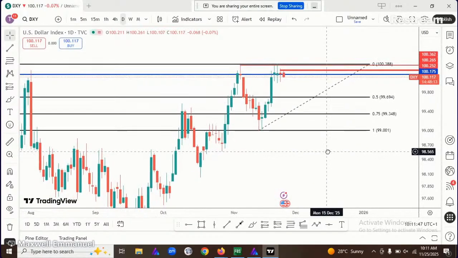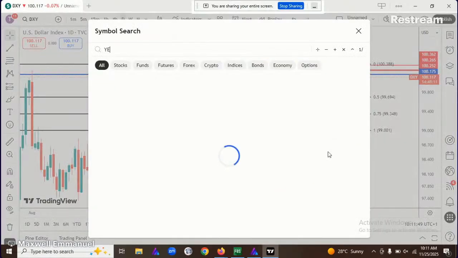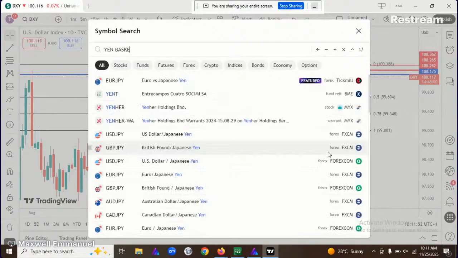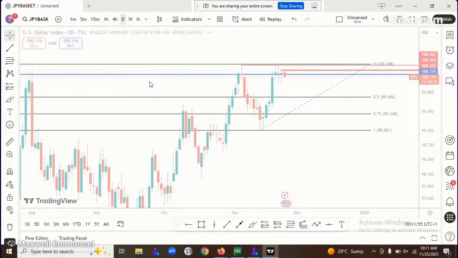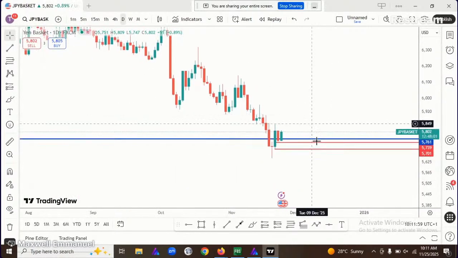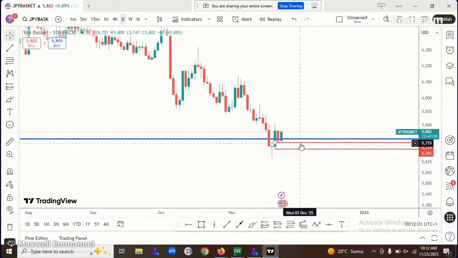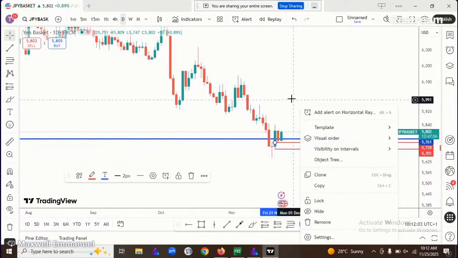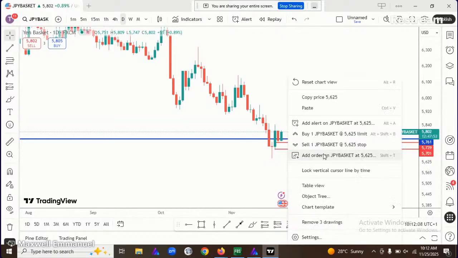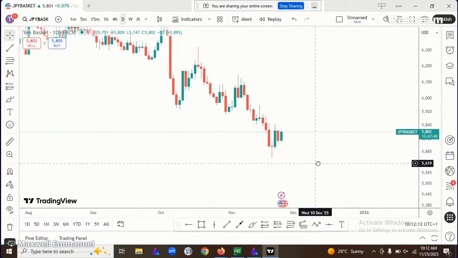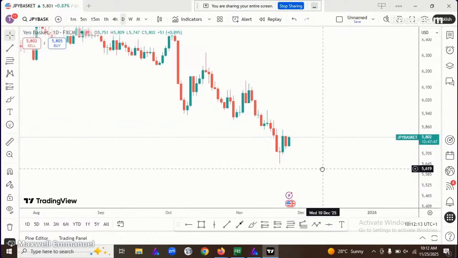That's my take for the dollar. I am bearish for the dollar. So let's look at yen basket. Yen basket, I said it yesterday that yen is bullish. Yen is bullish at the moment. And if yen is bullish at the moment, it means we should look for sell opportunity on JPY pairs.